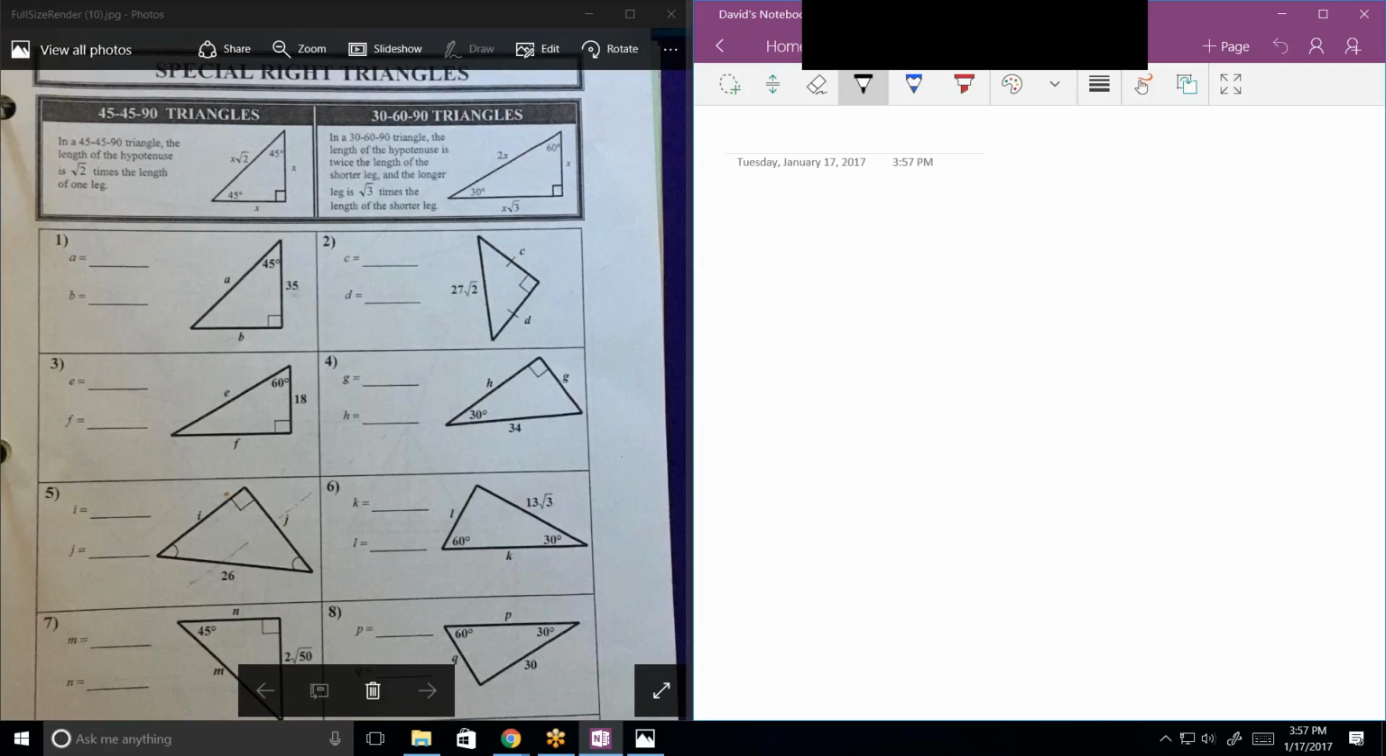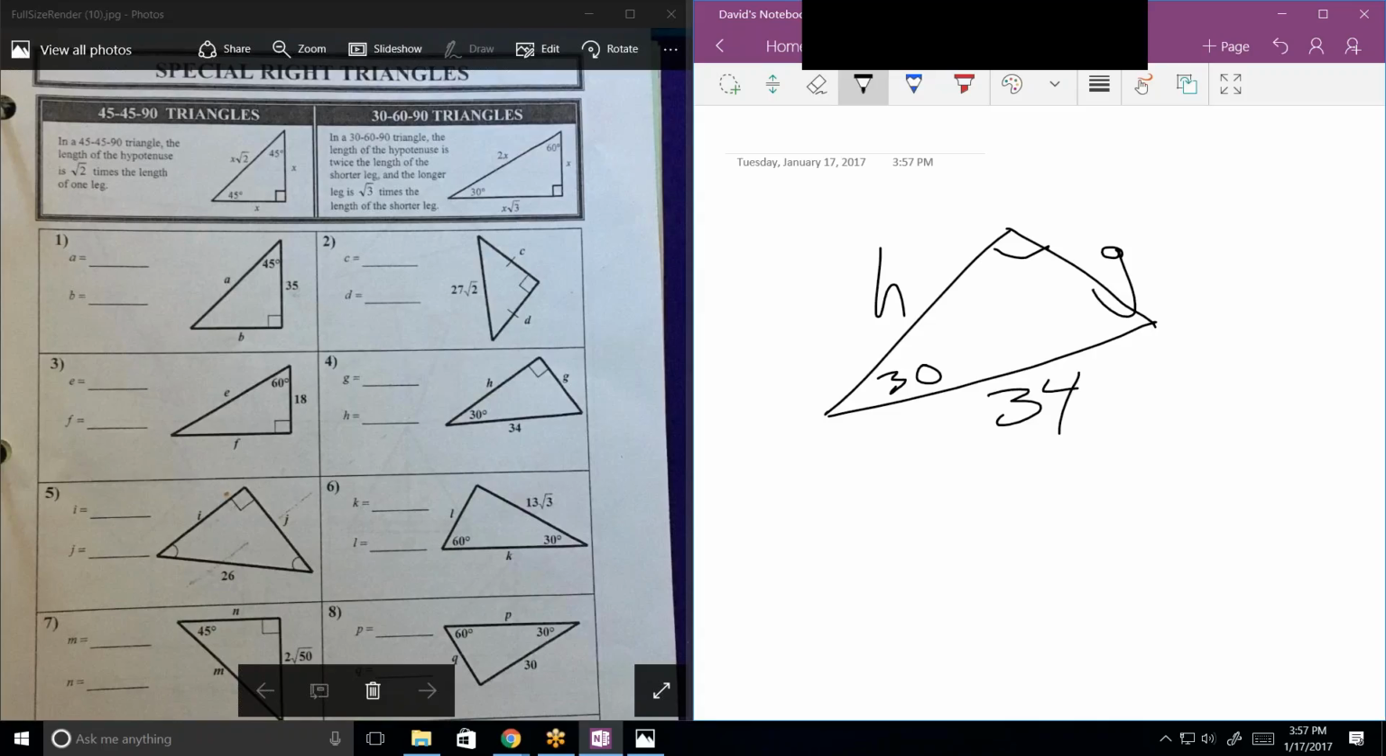Number 4. And that's 30. And that's 34. What's G going to be? G will be 17. Good. What's H going to be? It will be 17 times square root of 3. Good.